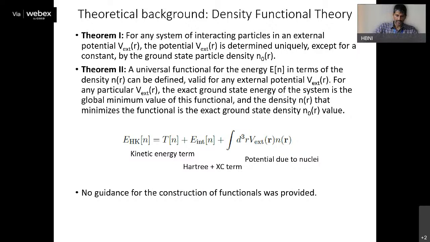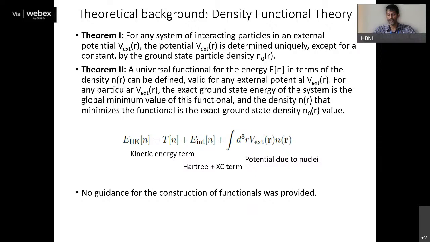So density functional theory comprises two theorems. The first theorem says that for any system of interacting particles in an external potential V, the potential is determined uniquely, except for a constant, by the ground state particle density. So the central point is that the external potential is uniquely defined by the ground state electron density. And the second theorem says that a universal functional for the energy in terms of density n(r) can be defined, and this is valid for any external potential V.